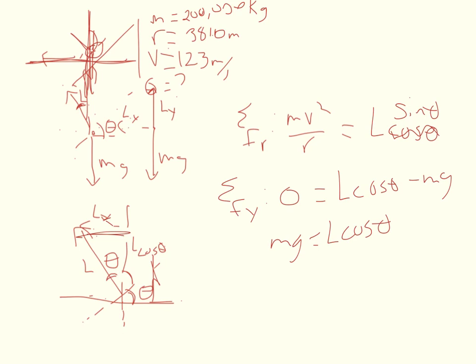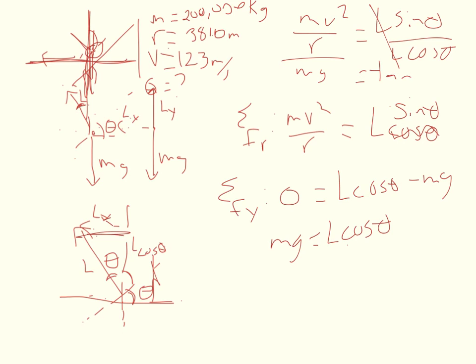And the easy way to solve this is just to divide them, because we know that sine over cosine is tangent. So if we're solving for what the angle is, we can divide this equation by this equation, and we can get tangent theta. So we'll say mv squared over r equals L sine theta, and then we're going to put mg right here and L cos theta right there, and so those L's cancel out, and we're left with tan theta over here, and the m's cancel out. So we get v squared over g times r equals tangent of theta, and then we can plug that in to figure out what that angle would be.